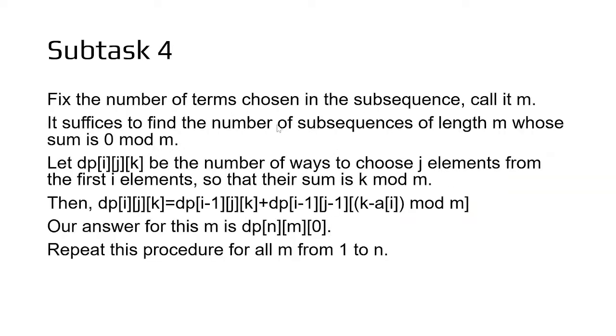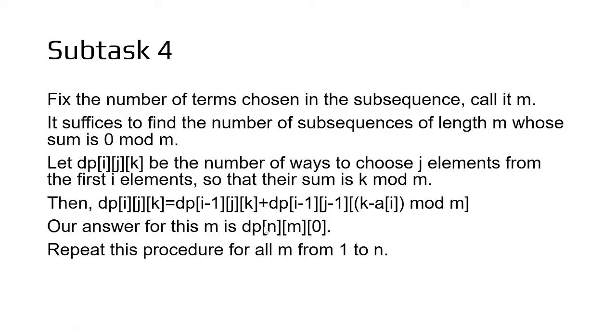For subtask 4, let's say that there are m terms that we choose in the subsequence. So we just need to find the number of subsequences of length m such that their sum is 0 mod m. So we let dp of i, j, k be the number of ways to choose j elements from the first i elements so that their sum is k mod m. Eventually we want the sum to be 0 mod m, which means that it's a multiple of m. So it is easy to see that this is our transition, and our answer is just dp of n, m, 0.